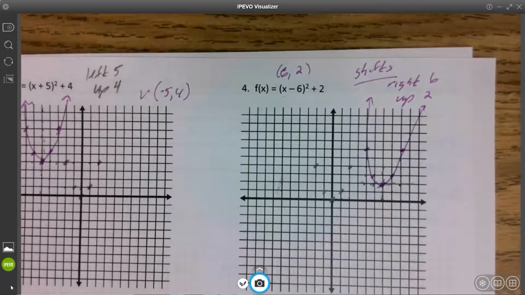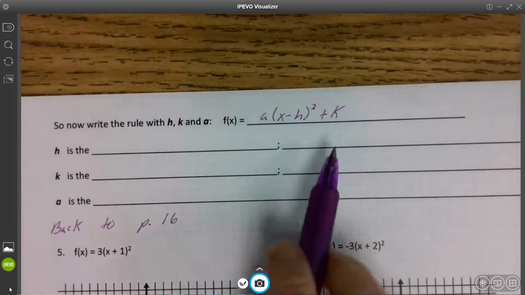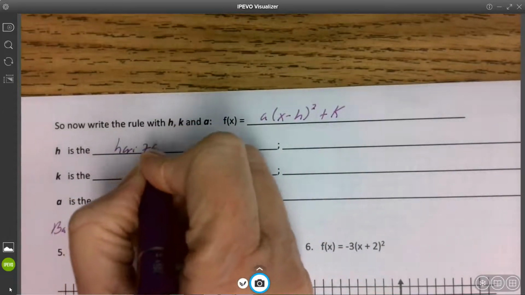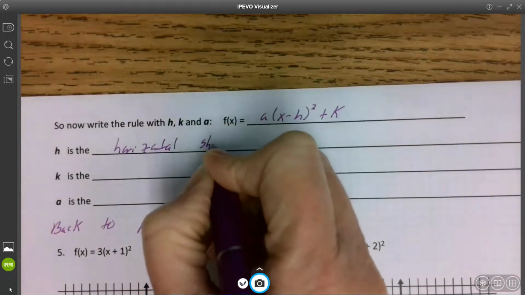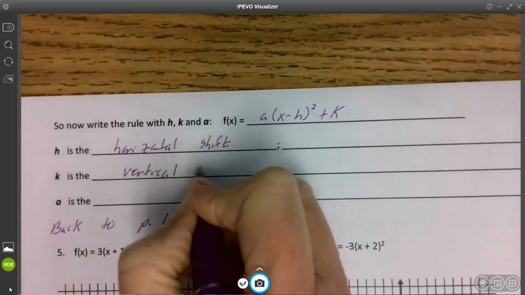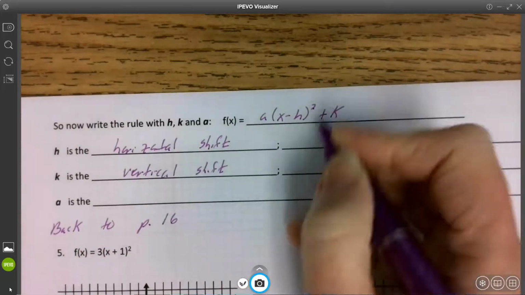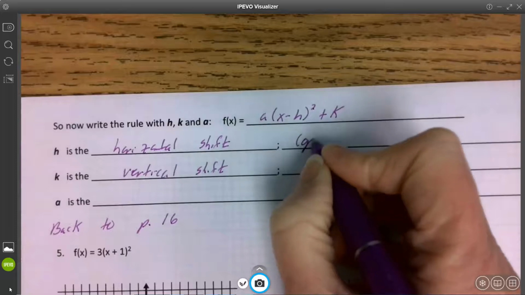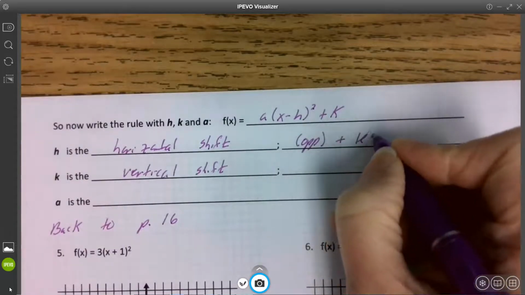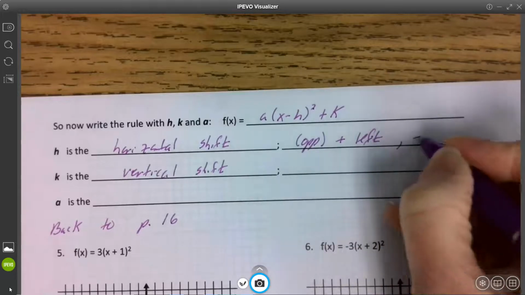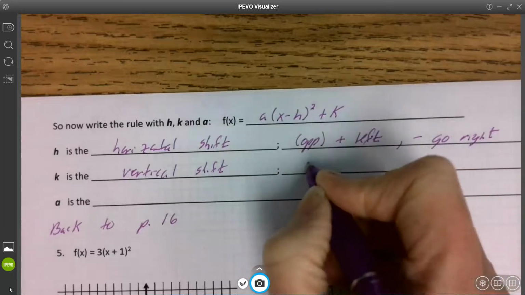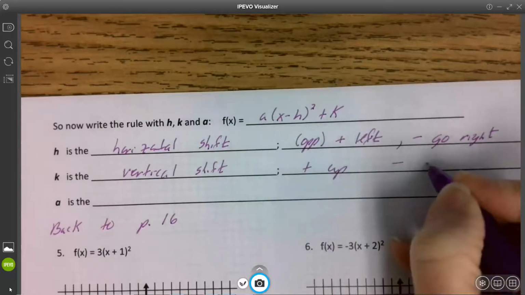Okay, questions? Okay, so now I'm on page 18, and now we're going to add in A. So H still is the horizontal shift. K is a vertical shift. Okay, horizontal shift. Horizontal, this is the one that goes opposite. Okay, and so if I have a plus, I'm going to go left. If I have a minus, I'm going to go right. Vertical shift, if I have a plus, I'm going to go up. If I have a minus, I'm going to go down.